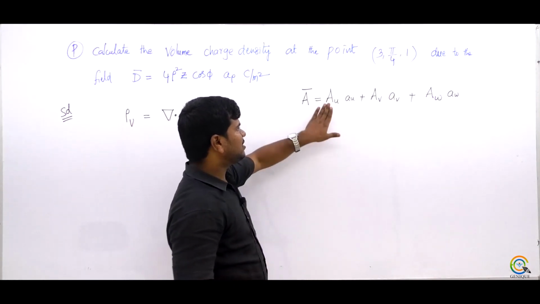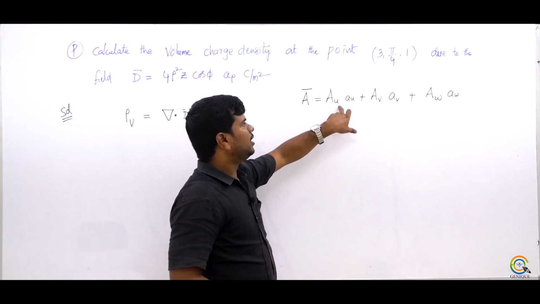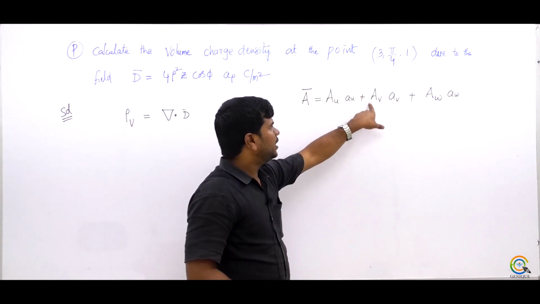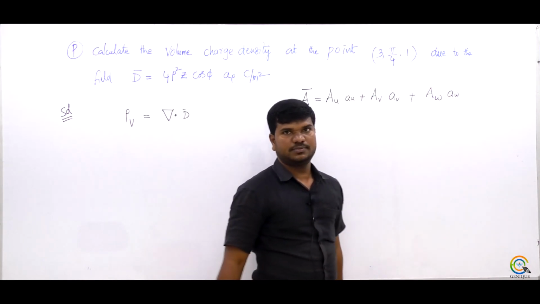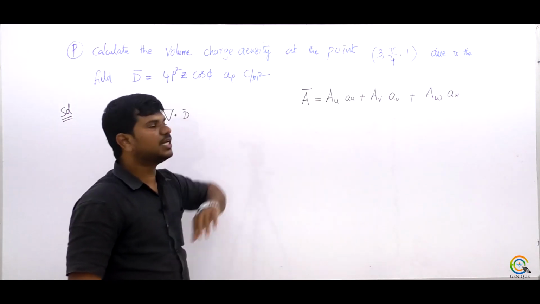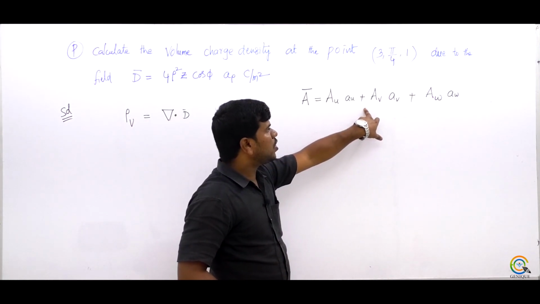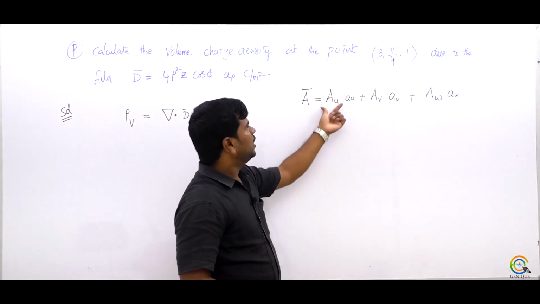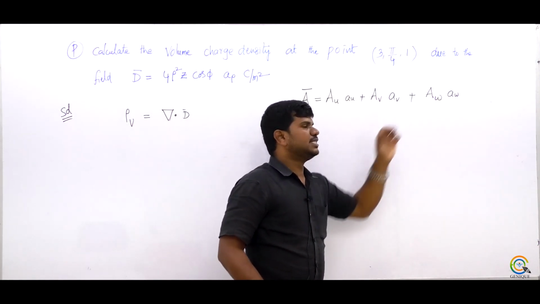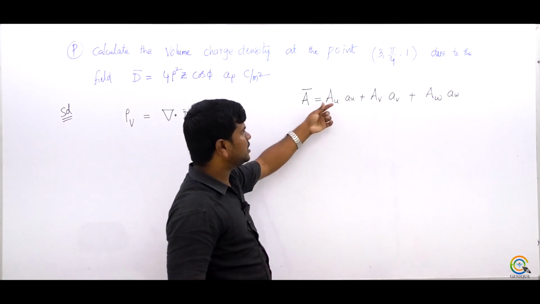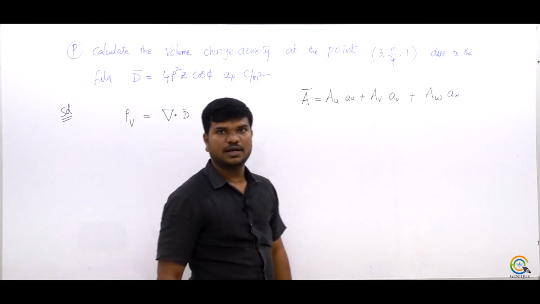Okay, it is a generalized vector A. U is the component in the AU direction, V is the component in the AV direction, W is the component in the AW direction. Suppose you take any vector like this, it may be in cylindrical coordinates, spherical coordinates, or Cartesian coordinates. If it is in Cartesian coordinates, it will be Ax, Ay, Az. If it is cylindrical coordinates, it will be A rho, A phi, Az, like that. Understand?